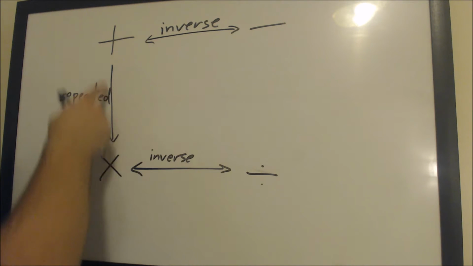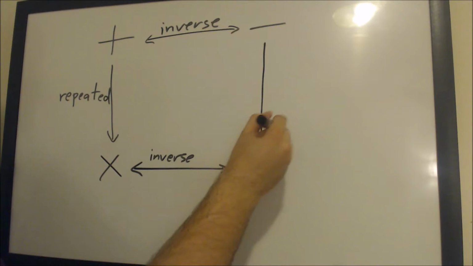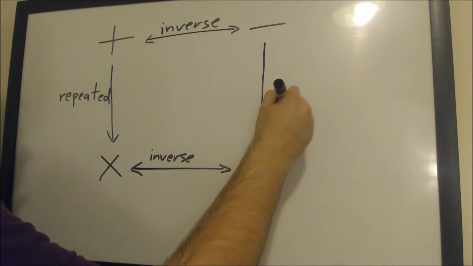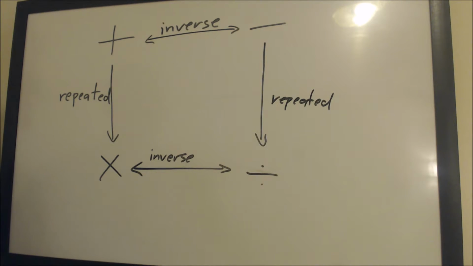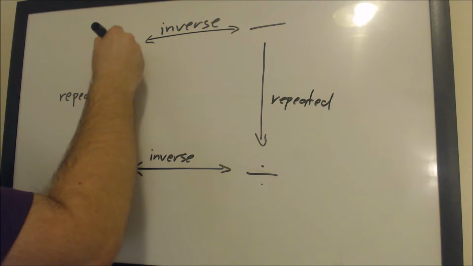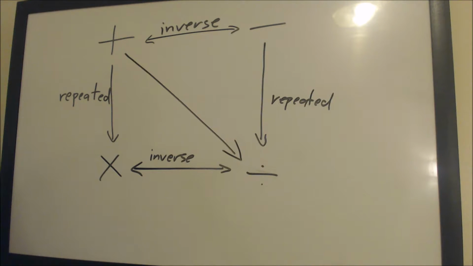And if we look at this association, then it would make sense that division is simply repeated subtraction. And that gives our answer for how addition relates to division.